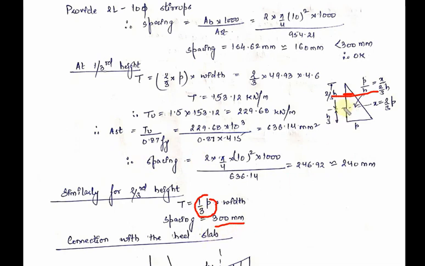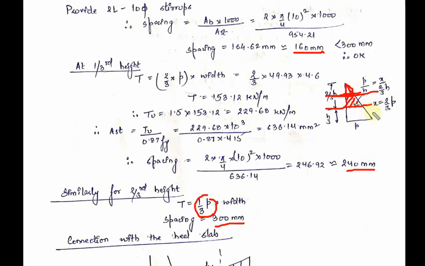So therefore, for a zone of h by 3 from the bottom, we have to provide horizontal ties at a spacing of 160 mm. For the second zone of height h by 3, we have to provide horizontal ties at a spacing of 240 mm, and for the topmost zone we have to provide horizontal ties at a spacing of 300 mm. So this was the calculation for the horizontal ties.